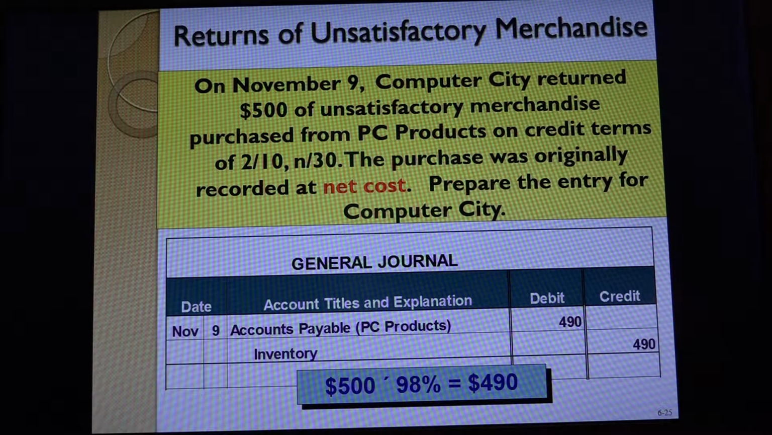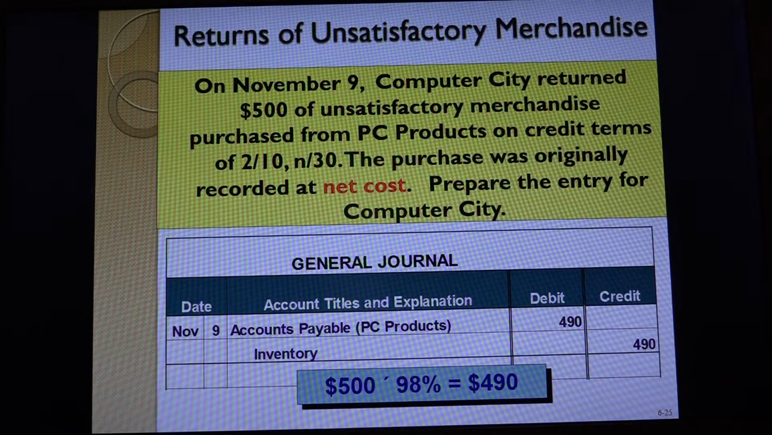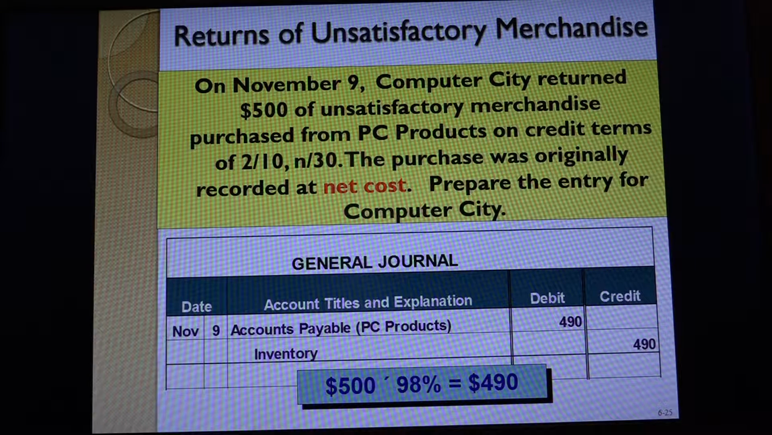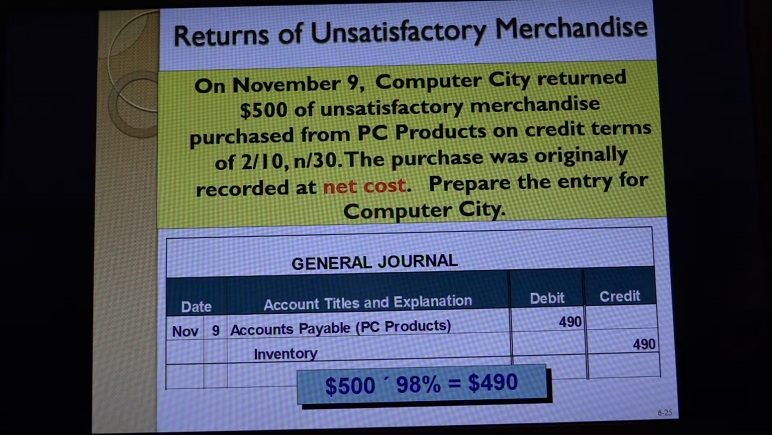they're going to, and again, this is recorded originally at net cost, they return basically half of, or excuse me, $500 of unsatisfactory merchandise. Since they recorded the original purchase at net cost, that was $500 times 0.98, so that's going to be $490. That's the amount they back out of accounts payable, and of course they're going to reduce their inventory by that $490.